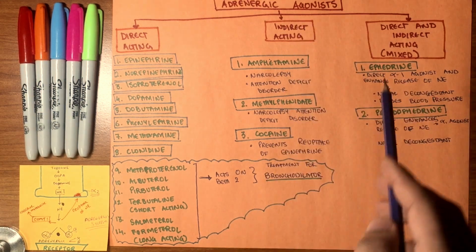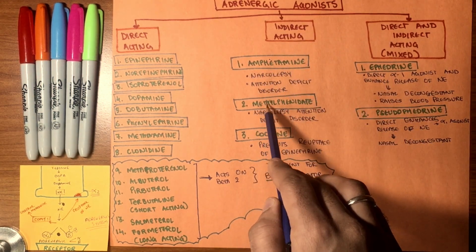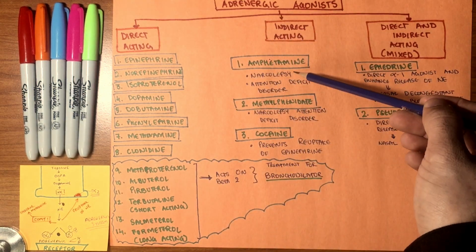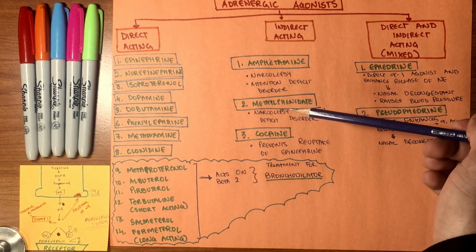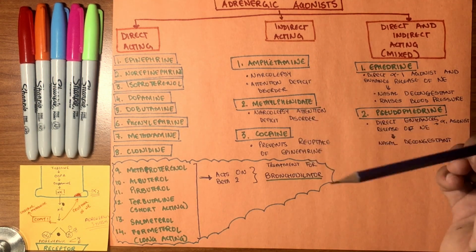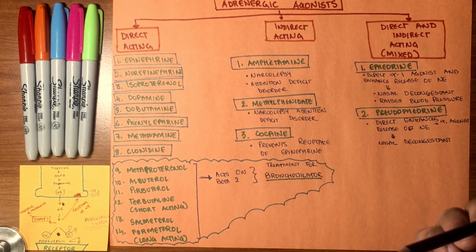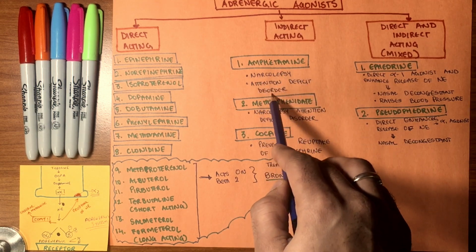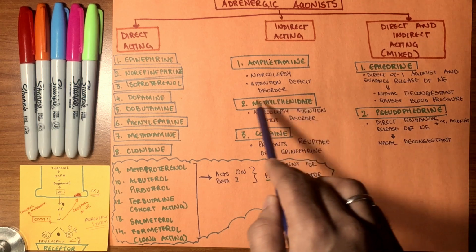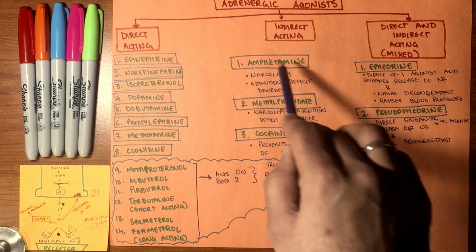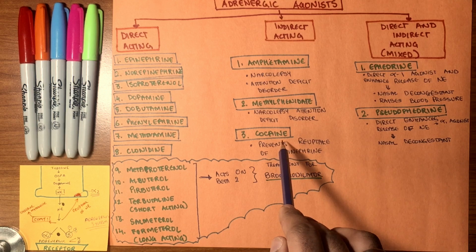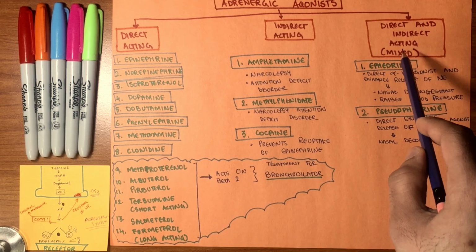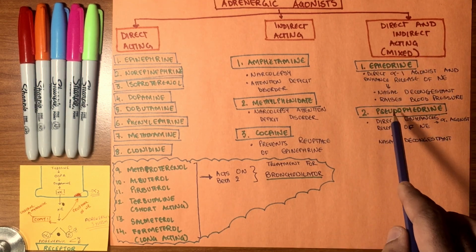The indirect acting: amphetamine, methylphenidate, and cocaine, these are smart drugs. They will increase alertness, they will increase the attention span, and they will prevent the reuptake of epinephrine. So, amphetamine is used in narcolepsy and attention deficit disorders, and same goes with methylphenidate. Now, these are smart drugs. Cocaine, not such a good choice. Then there are the mixed acting drugs, ephedrine and pseudoephedrine.